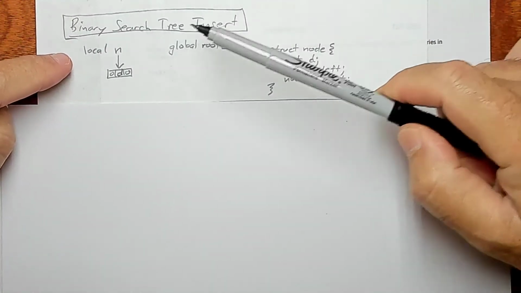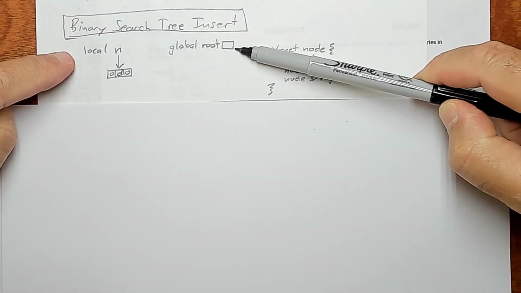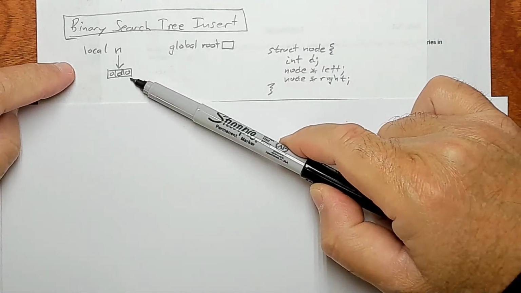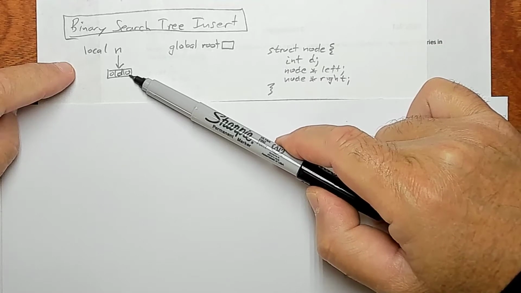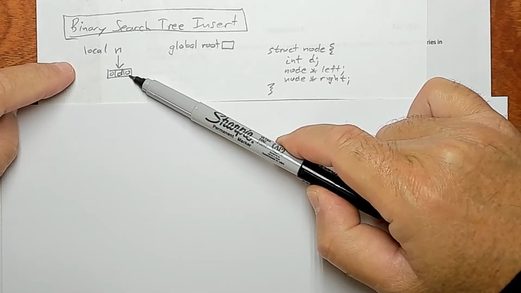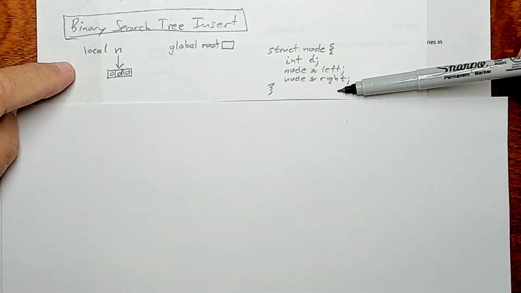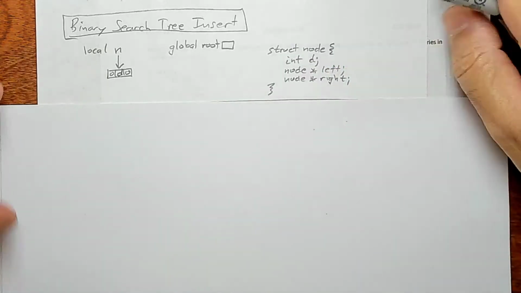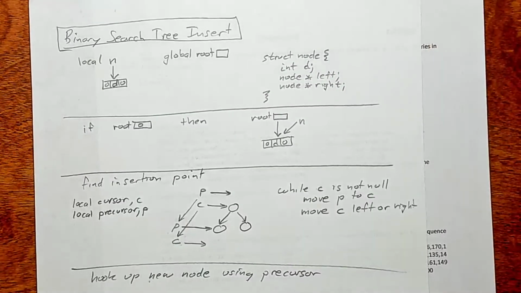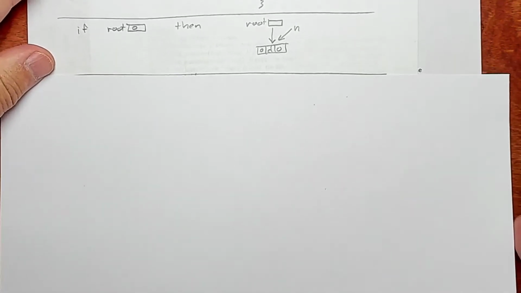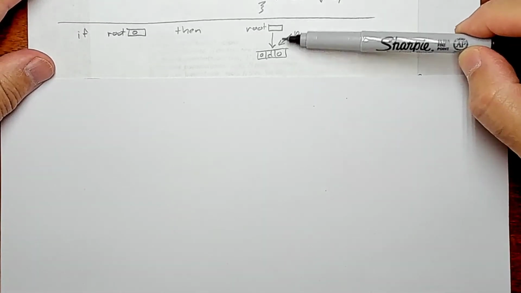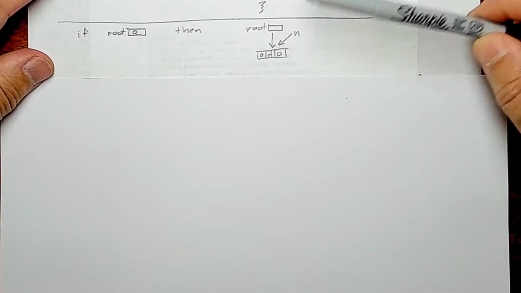So you're going to have a global root pointer. To do insert, you need to make a node and clean it up. Put the data in it. Set the left and right pointers to null. Okay, so you need this structure. You do this. Then if the root is null, which means there's an empty tree, all you need to do is hook up the root to the new node and you're done.